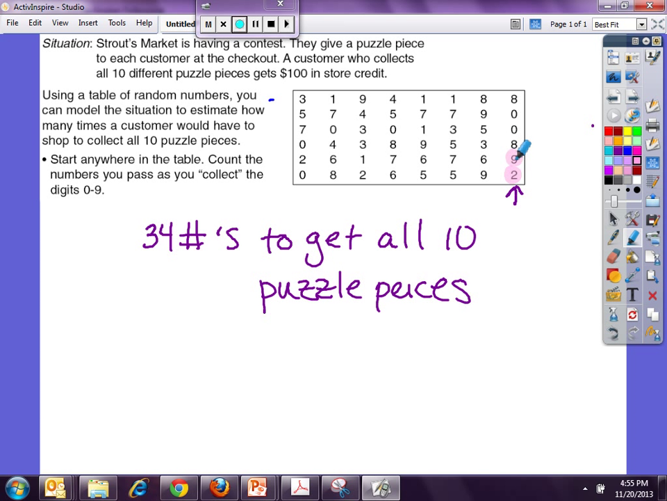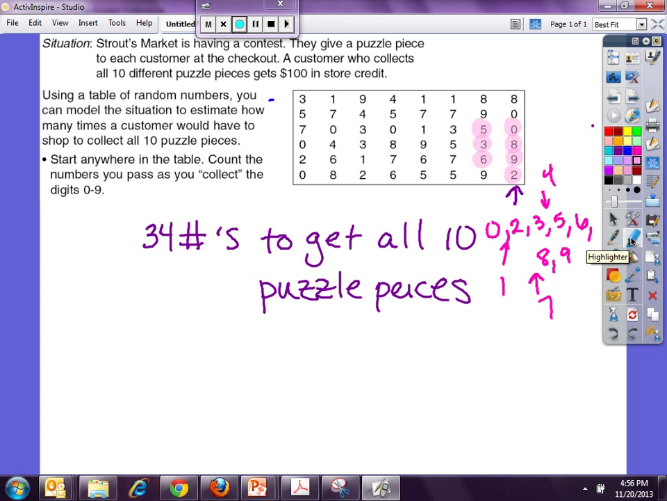I've got 2, 9, 8, 0. I already have an 8. I already have a 9. Here's a 6, a 3, a 5. I have a 9. I have an 8. Okay, so let me stop for a second and see what I have. I have 2, 3, 5, 6, 8, 9, and 0. So I need a 1, a 4, and a 7.